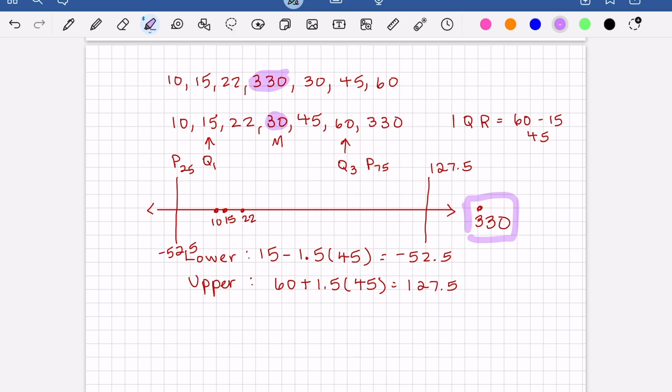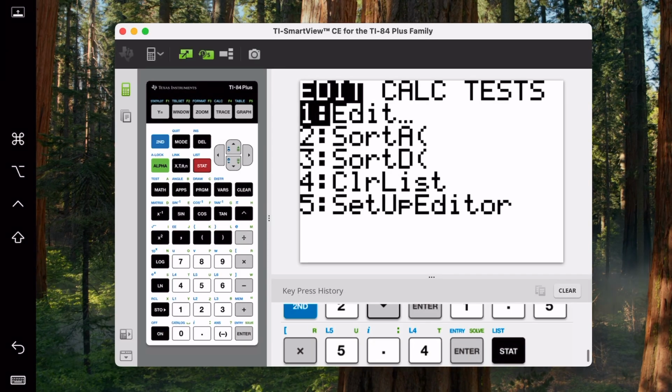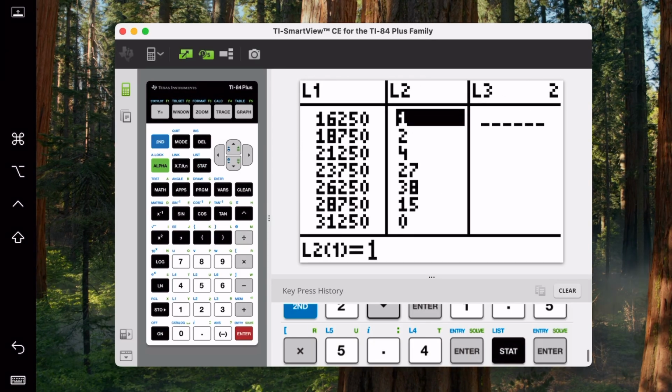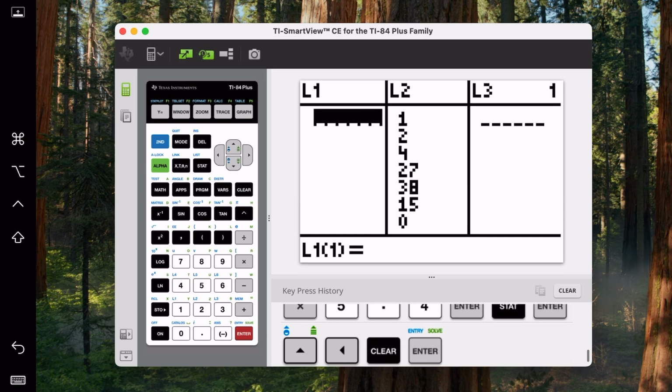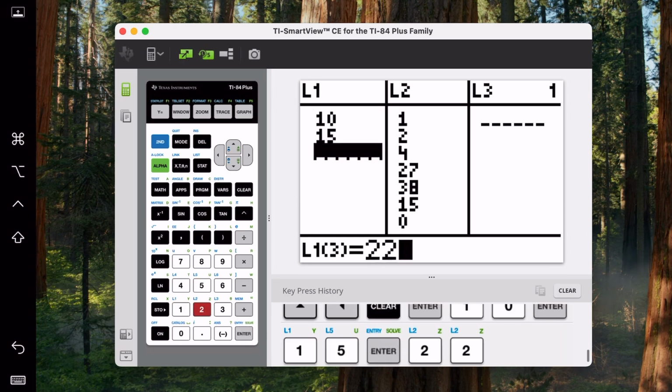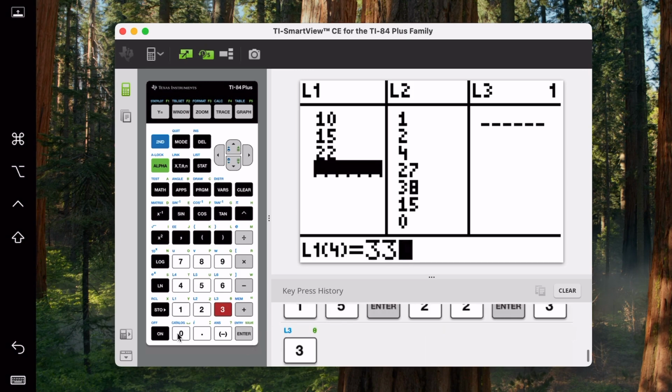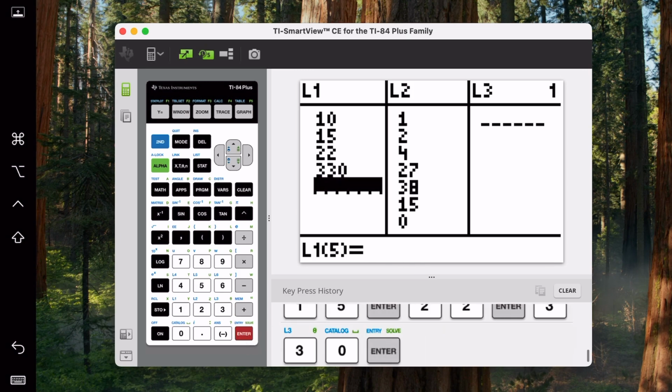And let's look at what that looks like on the calculator. So when we're looking at finding that outlier, we're going to go to Stat. We're going to edit our list. We're going to enter those data points. So I'm going to clear that out, hit enter, and type in those numbers. So again, the numbers were 10, 15, 22, 330. Then we have 30, 45, and 60.